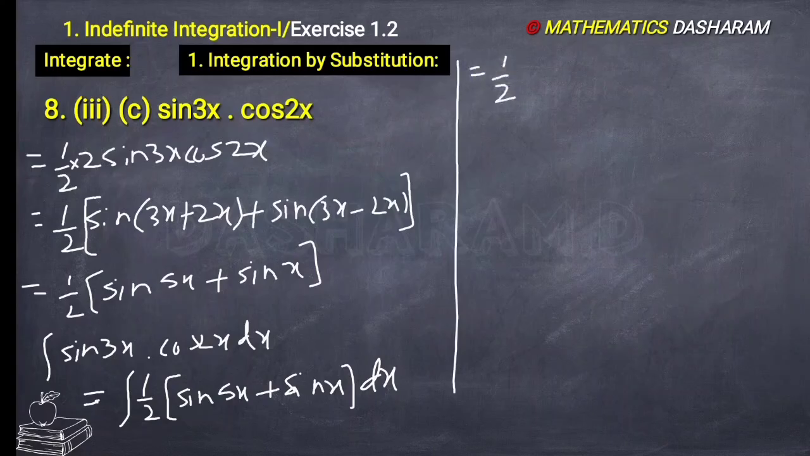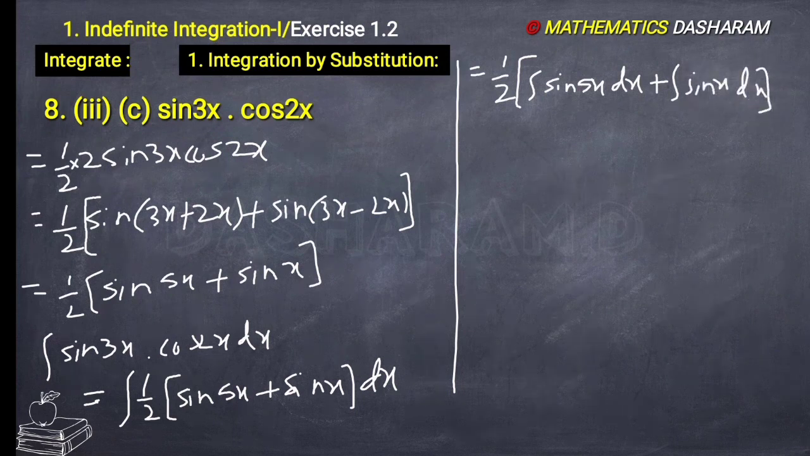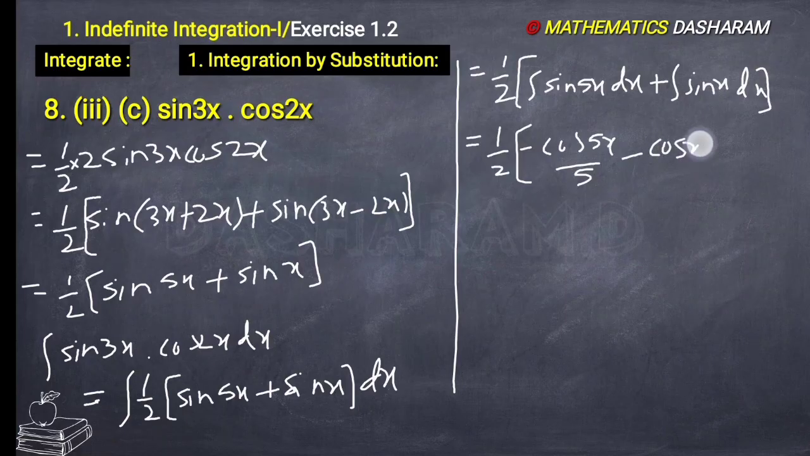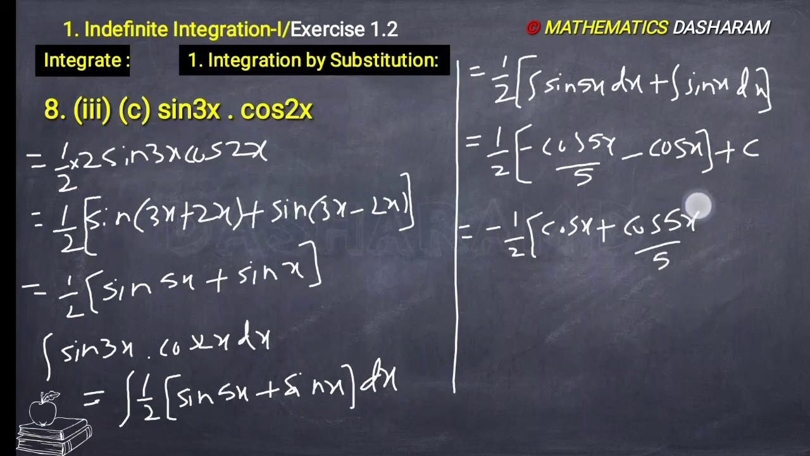So 1 by 2 is a constant, so integration of sin 5x dx plus integration of sin x dx. So it is equal to 1 by 2 bracket of integration of sin 5x is minus cos 5x by 5, next to minus cos x plus c. Now take the minus common, so minus 1 by 2 bracket of cos x, I am writing first, cos 5x by 5 plus c is our required answer.